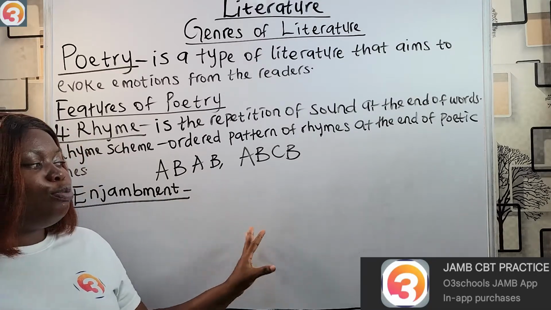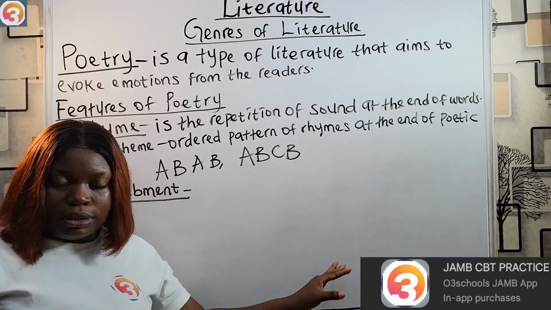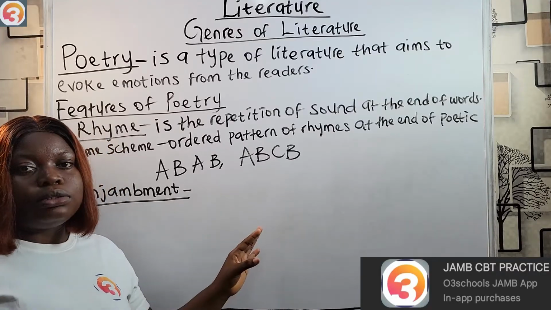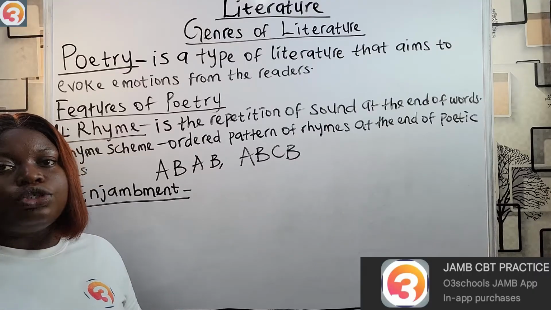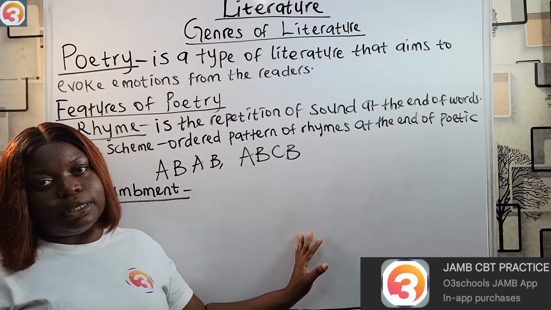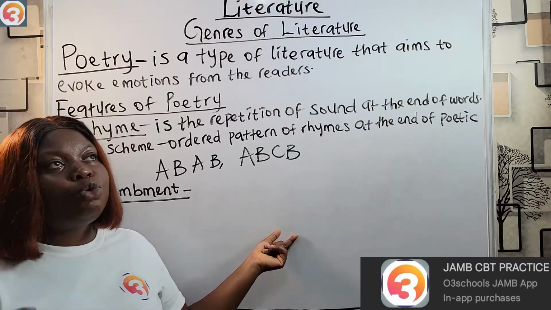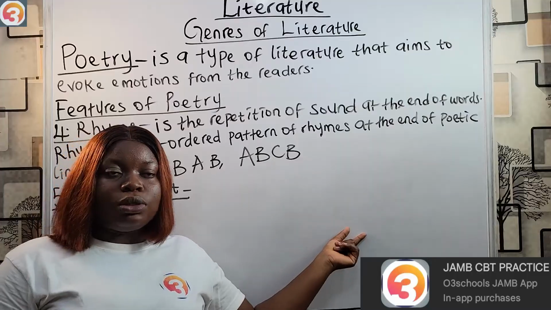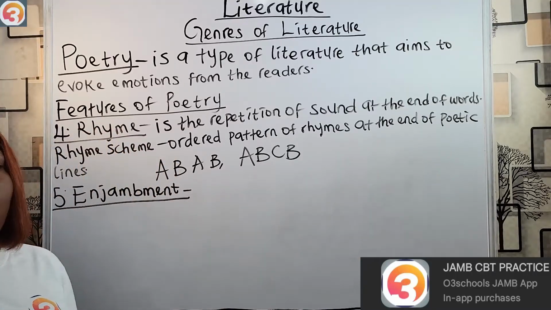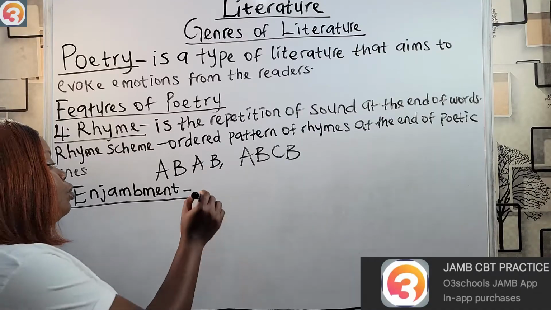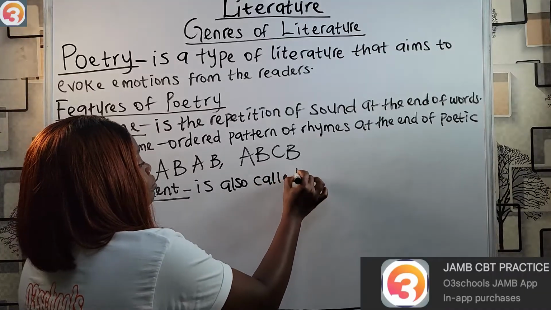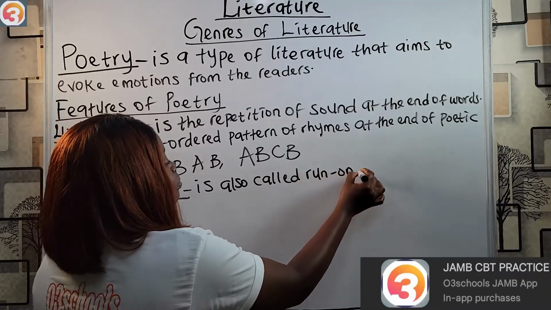Enjambment. Unlike in prose, where we write in sentences and paragraphs and writers can just keep writing until they have exhausted the message they're trying to pass across, in poetry we write in lines. So sometimes a line might not fully express the poet's thought, and then he will continue in the next line. We refer to it as enjambment or run-on line. It's also called run-on line, with the hyphens.